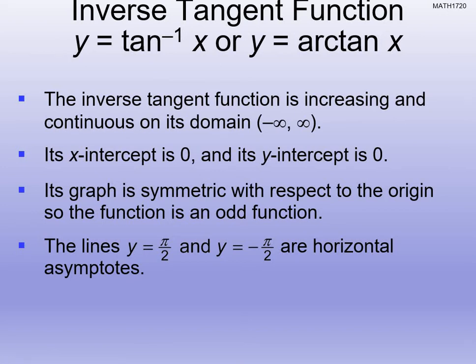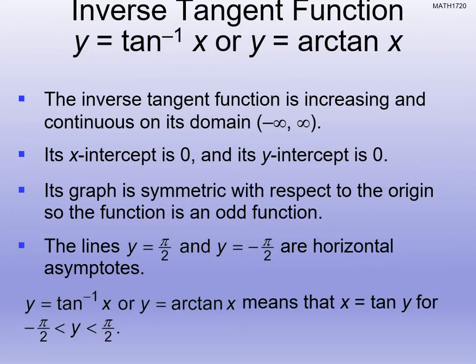Alright, so the lines pi over 2 and negative pi over 2 are the horizontal asymptotes, whereas before, those were our vertical asymptotes with the regular tangent function versus the tangent inverse function. And lastly, remember, this all goes back to the domain of one being the range of the other when we're doing the inverse functions.